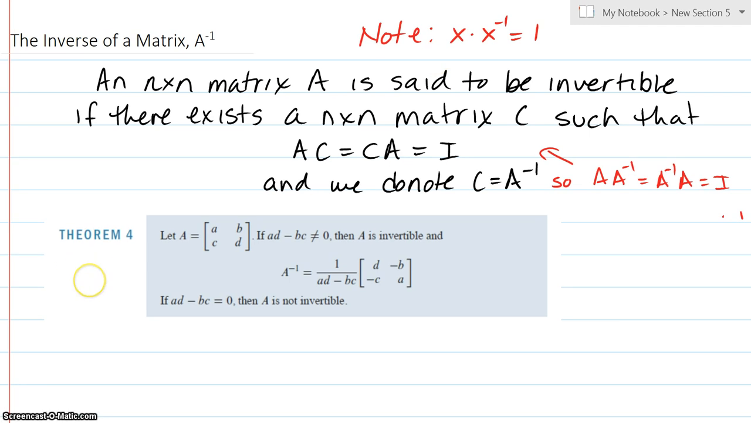Theorem 4 gives a formula for a 2 by 2. If A is equal to this 2 by 2 here, then A inverse is going to be 1 over AD minus BC times this matrix: D, negative B, negative C, A. Notice how they switch the A and the D, and then the B and the C are negatives. This is only invertible, by the way, if AD minus BC is not 0. Makes sense? Otherwise, it's not invertible.